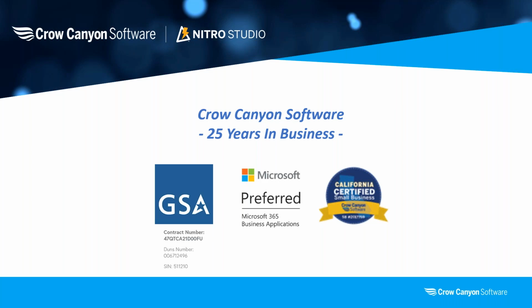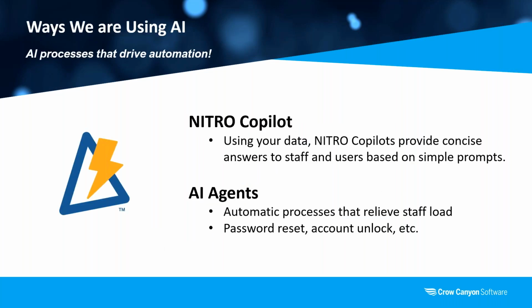So that said, let's jump right into ways we are using AI currently. Now, as I said, we have a base of applications already going, and we have the NITRO Studio, but we're talking in this webinar about ways we're using AI to enhance what those applications and Studio can do, and what really can be done with AI. So NITRO Copilot, our focus is on using your data, your targeted data, and I'll explain that a little bit more, to provide concise, synthesized answers to staff and users.